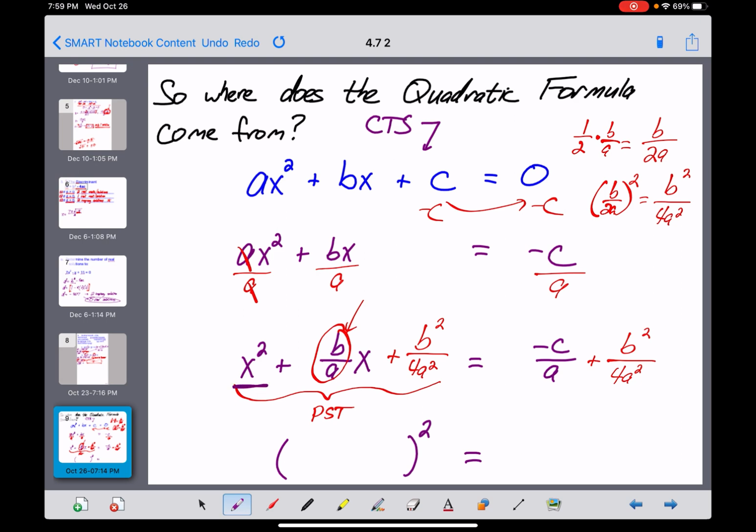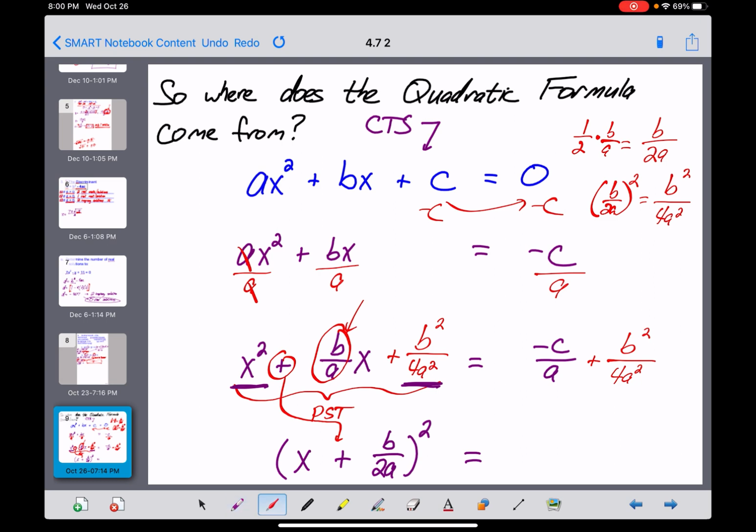You take the square root of your first term, and that's the first term of your binomial here. That's just x. You take the square root of this last term, and that would be b over 2a, and that's the second term of your binomial. And whatever this sign is right here, you bring it right down, and that's going to be a plus. So it's x plus b over 2a quantity squared equals, and now we would try to simplify the right side.